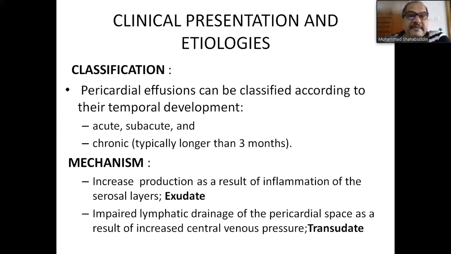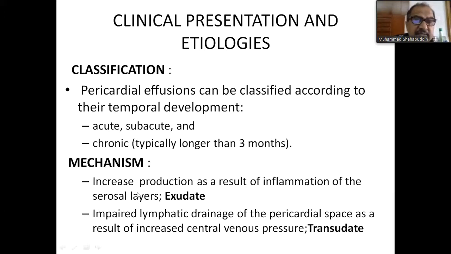Classification and the mechanism. Pericardial effusion can be classified according to temporal involvement. That means it may be acute, subacute, or chronic. In clinical practice, subacute is not so common, but acute and chronic pericardial effusion are very common, because the most common causative organisms are chronic ones, like TB. It may last more than 3 months, and if the effusion persists more than 3 months, it is called chronic.